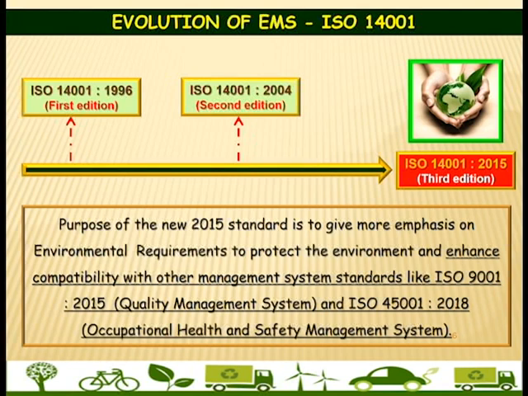compatibility with other management systems like quality management system, that is ISO 9001:2015, and occupational health safety management, that is ISO 45001:2018 standard. All these standards are sometimes integrated and named as IMS, Integrated Management System. Of late, many organizations are going in for IMS standards to reduce documents and paperwork.